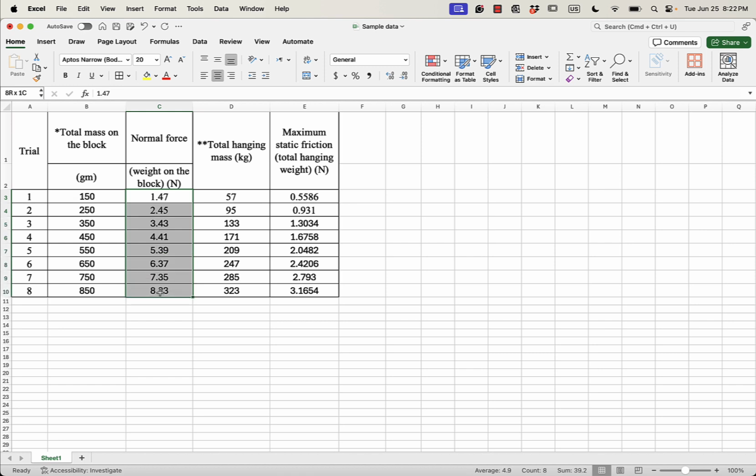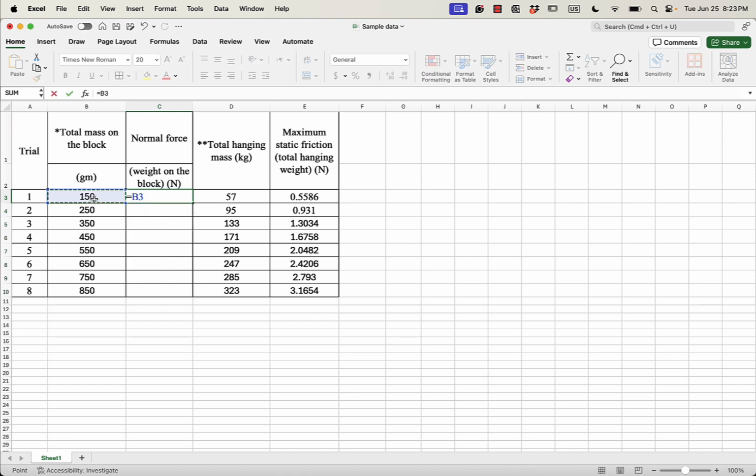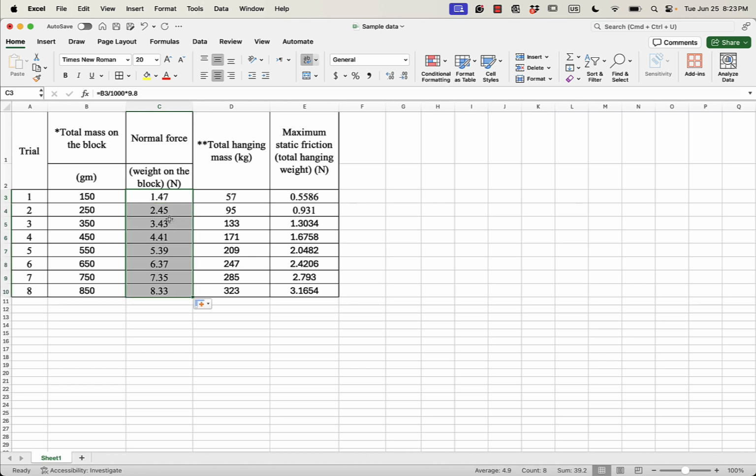Okay, let me show you how you do that. Write equal and then select this cell and divide that by 1000. That is the mass in kilogram, and that times 9.8 is the weight of the block, which is also the normal force. Then put your cursor at this corner, you will see a plus sign, and double click there and you will see the normal force for different amounts of weights on the block.